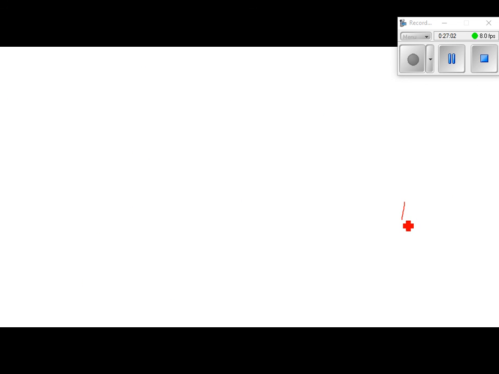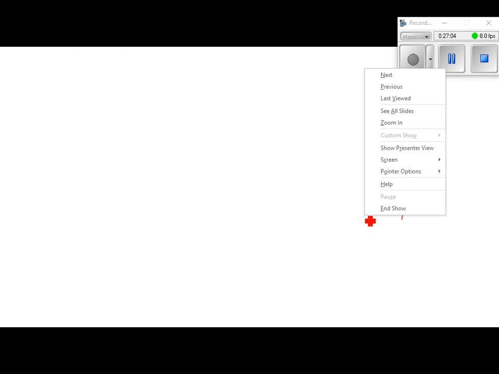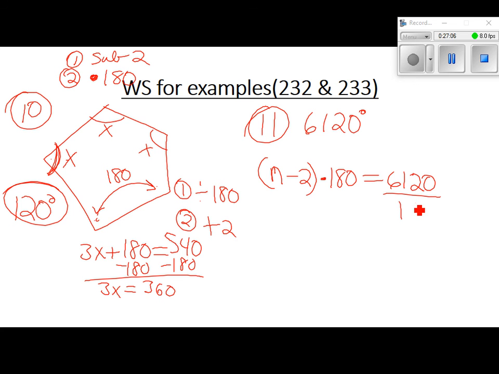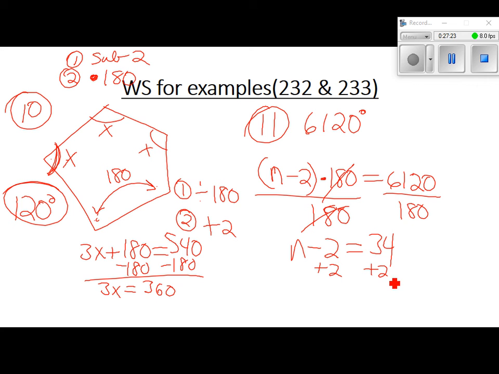So we divide this by 180. Divide that by 180. You divide this side by 180. These 180s cancel out and leave you with just n minus 2. And what did you say it comes out to be? 34? Yeah. Now what do we do? Add 2. What do you come up with? What's that tell us? What's n stand for? 36 sides.